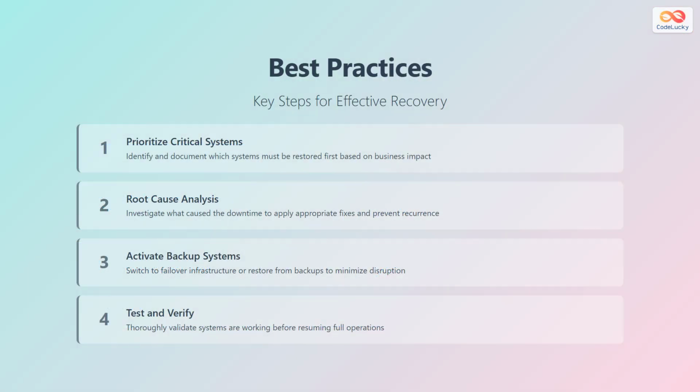Following best practices helps minimize downtime effectively. First, prioritize critical systems by identifying and documenting which systems must be restored first based on business impact. Second, perform root cause analysis to investigate what caused the downtime so you can apply appropriate fixes and prevent it from happening again. Third, activate backup systems by switching to failover infrastructure or restoring from backups to get operations running again quickly. Fourth, test and verify that systems are working properly before fully resuming operations.